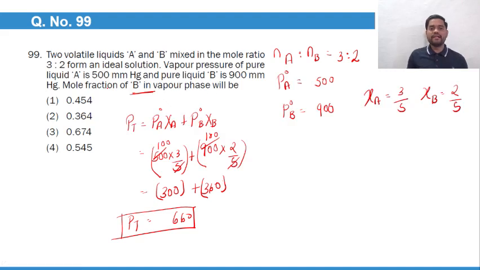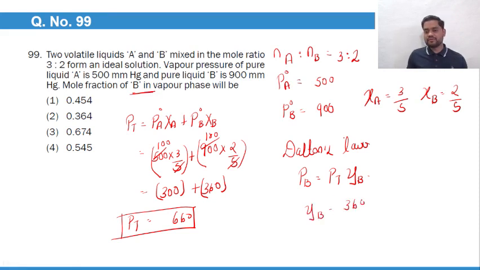What is needed is mole fraction of B in the vapor phase. Mole fraction of B in the vapor phase can be calculated by Dalton's law. We have just used this thing a couple of questions back. So Dalton's law: partial pressure of B will be equal to the total pressure into mole fraction of B in the vapor phase. So YB is equal to, what is the partial pressure of B? 360 whole divided by 660, right?